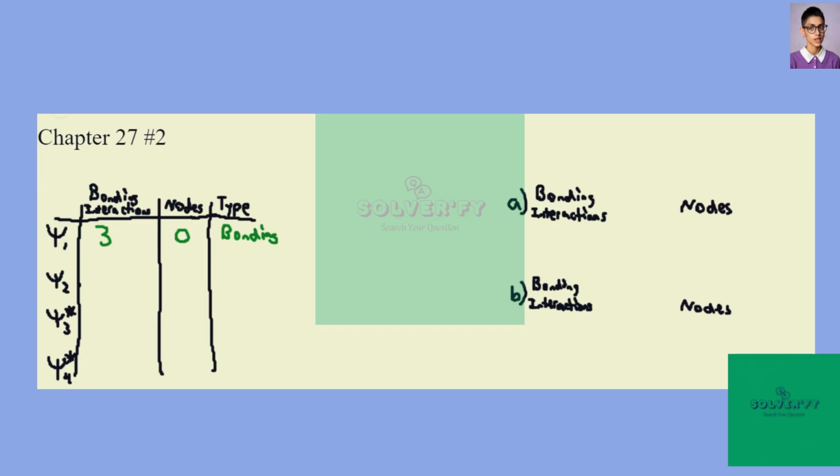So then, of course, psi1 is the lowest molecular orbital in figure 27.2. So moving up in the figure, we see that psi2 has 2 bonding interactions and a single node, and it is also a bonding molecular orbital. So we move up again, and we see that psi3 star is an anti-bonding molecular orbital.